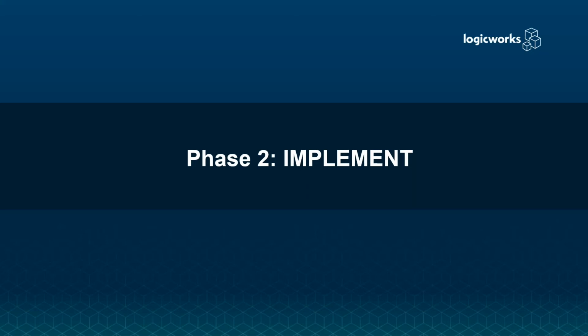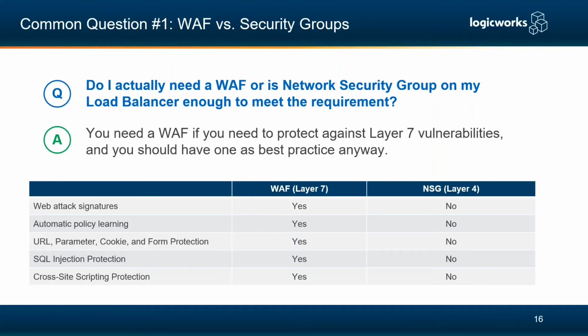So phase 2 is implementation. Let's start with the question first, actually. Do you need a web application firewall or network security group on my load balancer to meet the requirement? Well, in my opinion, you do need a web application firewall if you need to protect against layer 7 vulnerabilities, and you really should have one anyway because it's best practice.